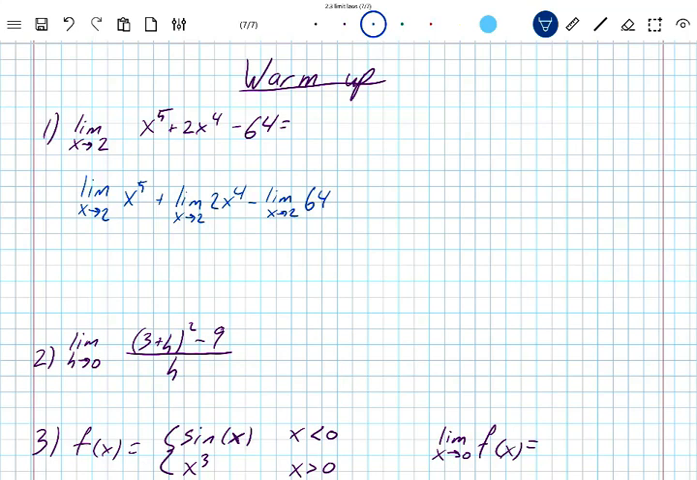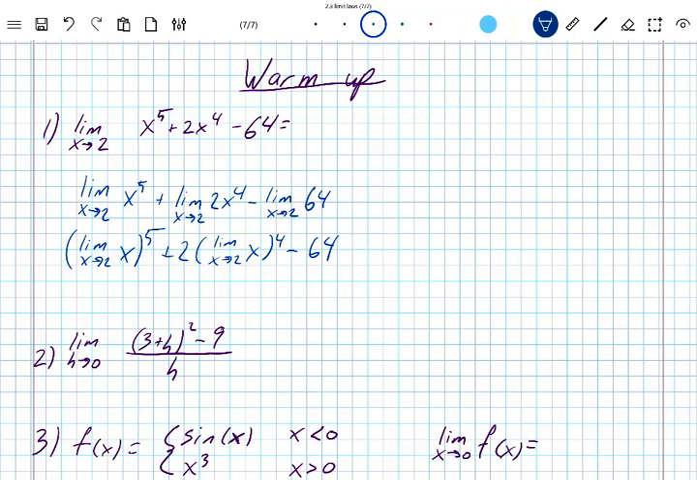Further, they say I can go ahead and take this 5 and pull it outside of my limit. They say I can take this 2 and pull it out. And I can take that 4 and pull it out. And then they also tell me that the limit as x goes to 2 of 64 is just 64. That 64 doesn't really care what x is. Okay, finally they tell me that the limit as x goes to 2 of x is just 2. If x is going to 2, then what happens as x goes to 2?